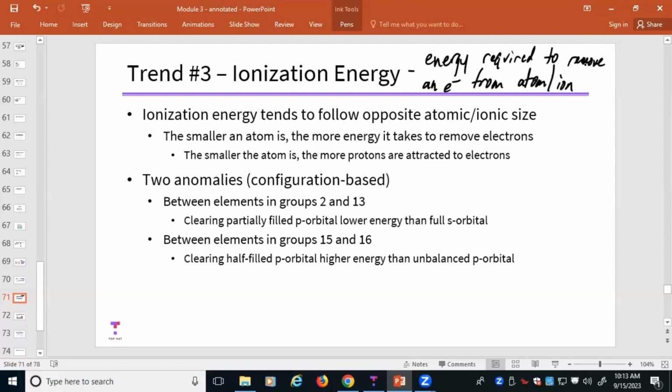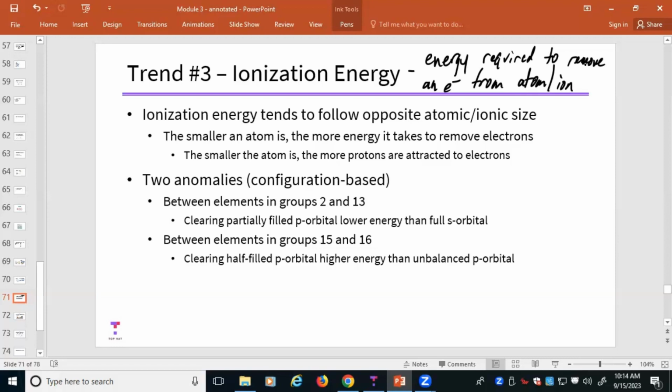Size does make a difference here. Bigger atoms are going to be easier to ionize because they have less pull, less hold on those electrons. Smaller atoms are going to be difficult to ionize because those electrons are being held more tightly. It's all about attraction here. So we can take that idea of size and generally apply it in the opposite direction toward energy.